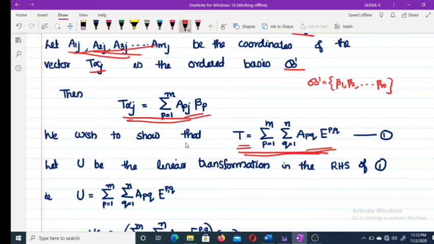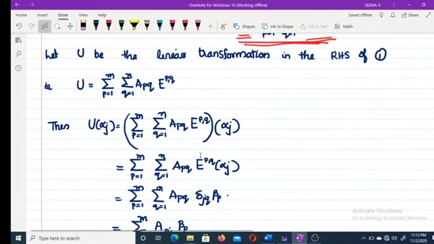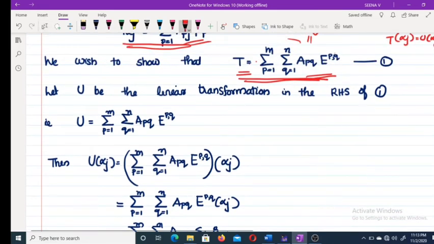For this, we assume that the right hand side is U, and we have to prove T equal to U. For proving T equal to U, what do we have to prove? We have to prove T alpha equal to U alpha, or we have to prove T of alpha j equal to U of alpha j, because the alpha j's are a basis. So let U be the linear transformation, the right hand side. Here we want to show T equal to U.